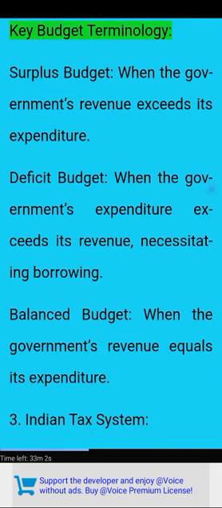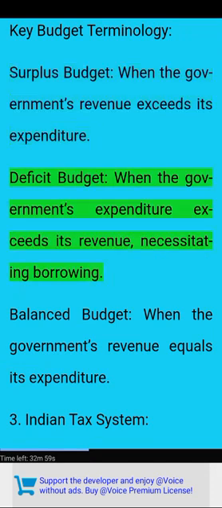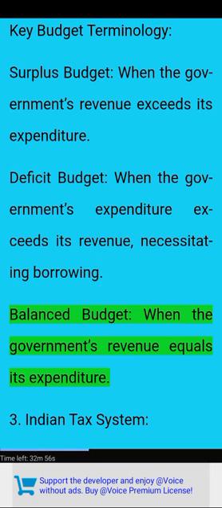Key budget terminology. Surplus budget, when the government's revenue exceeds its expenditure. Deficit budget, when the government's expenditure exceeds its revenue, necessitating borrowing. Balanced budget, when the government's revenue equals its expenditure.